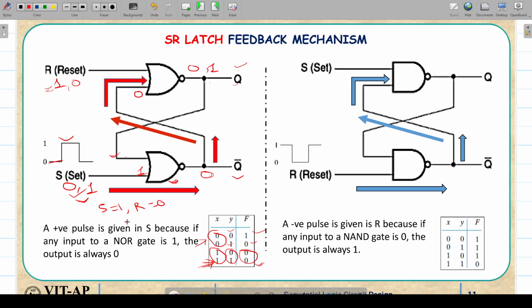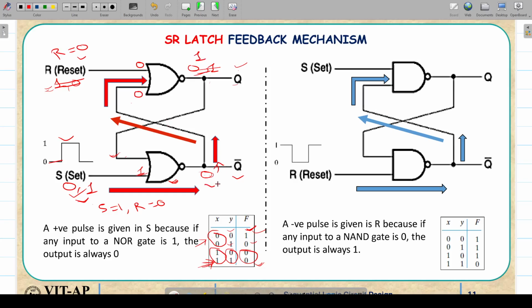S value equals 1 and R value equals 0. So here, if I keep R value equal to 0, what will happen? R equals 0 and the other input is also 0, because S equals 1, so from here it is 0. So 0 and 0 will make the output equal to 1. In this case the output will be equal to 1.